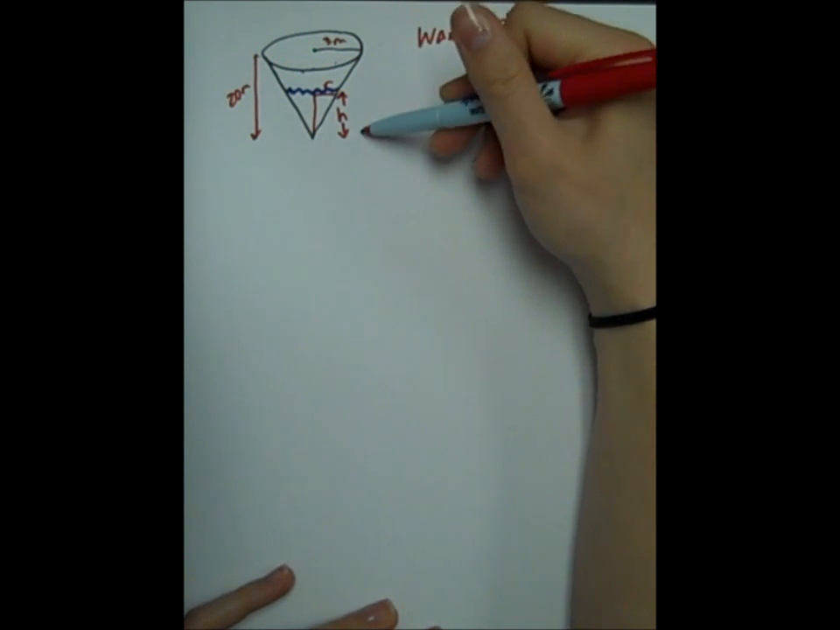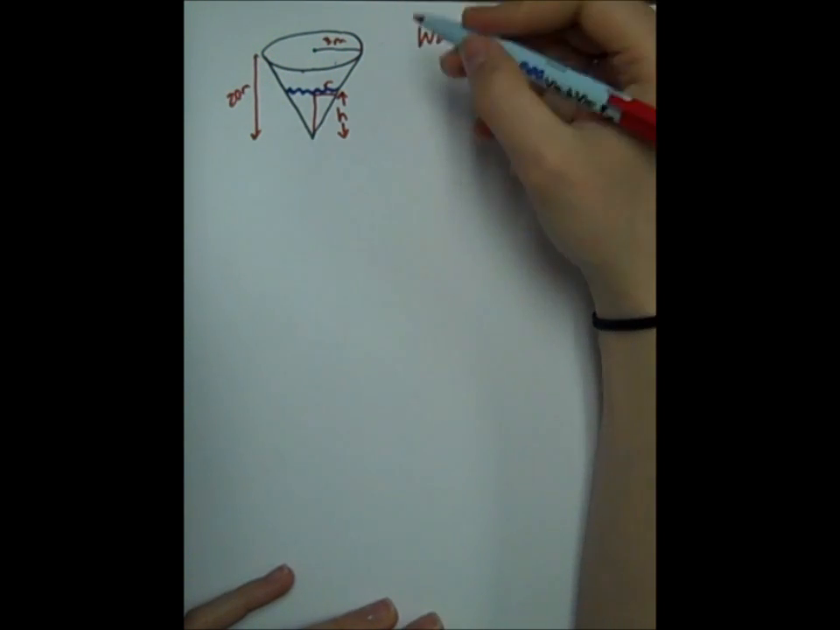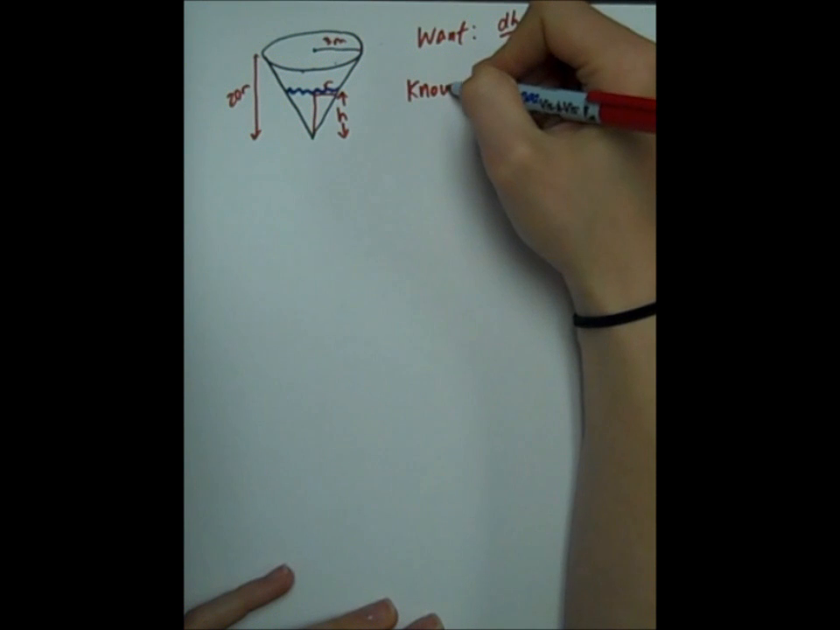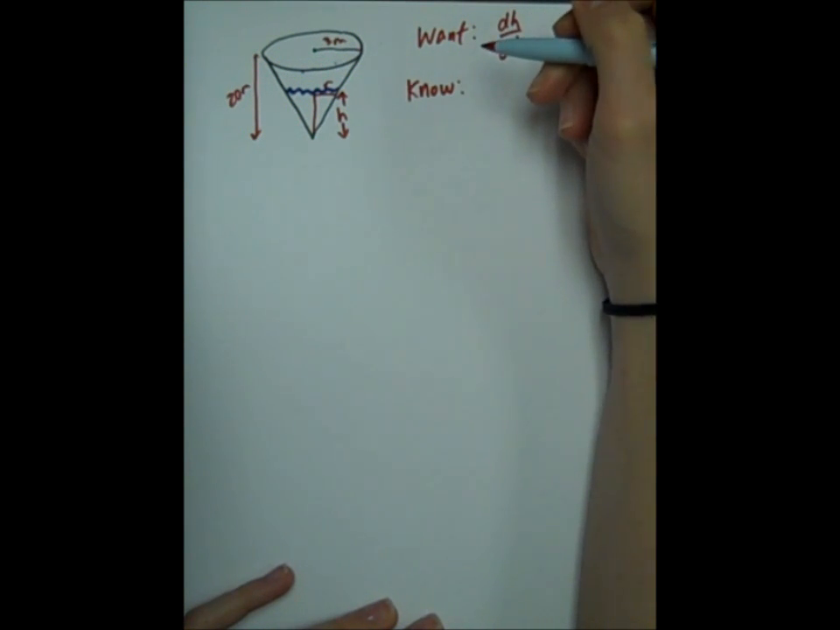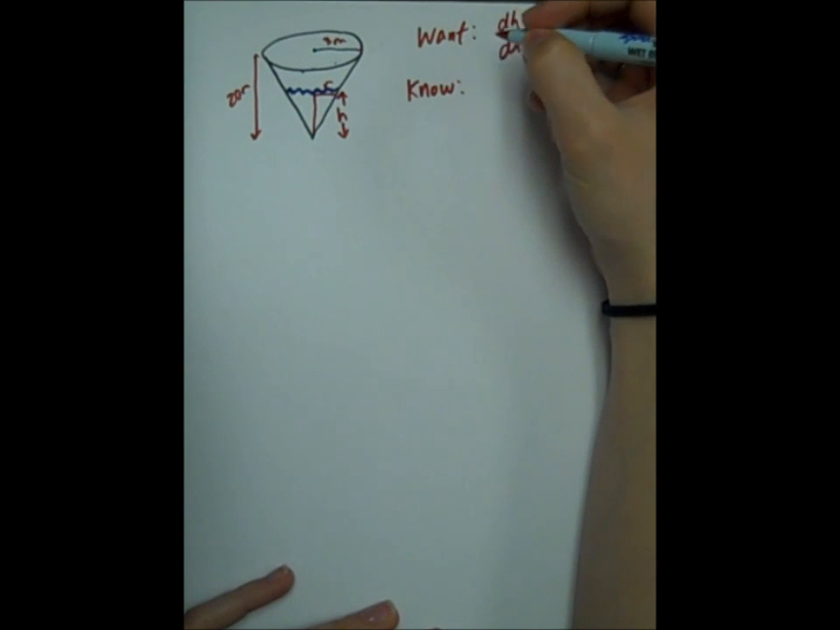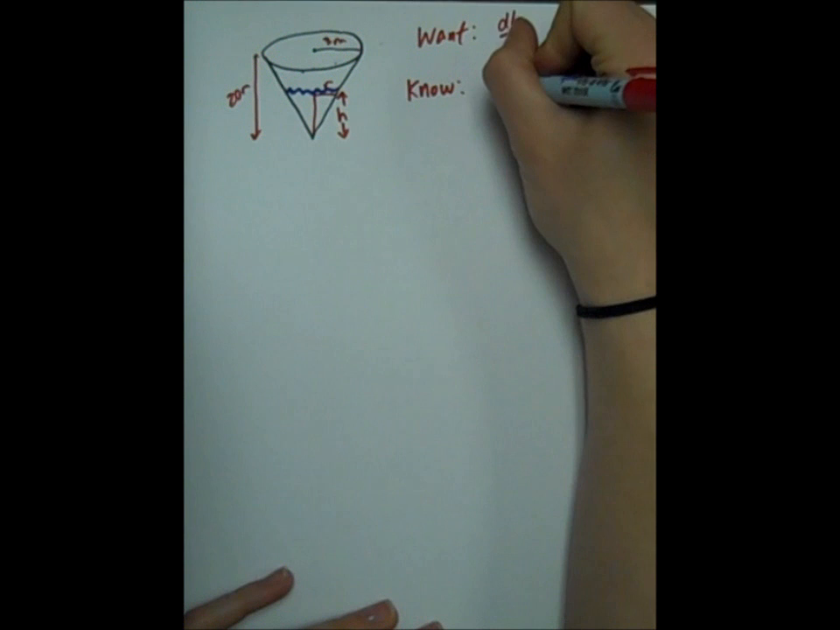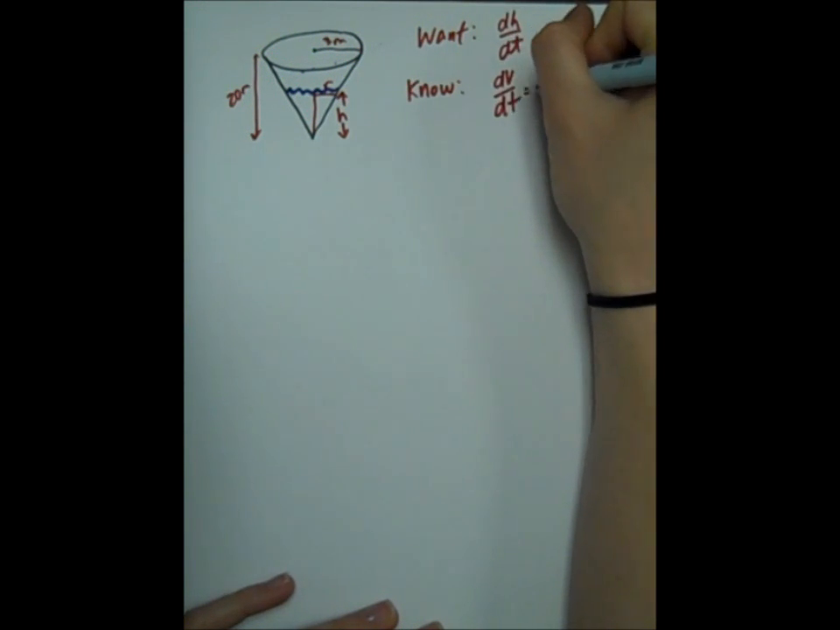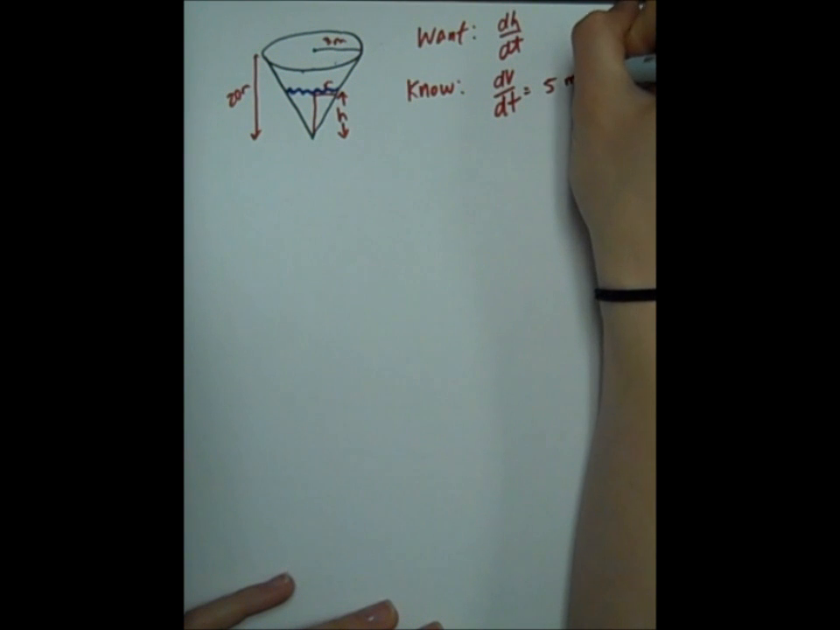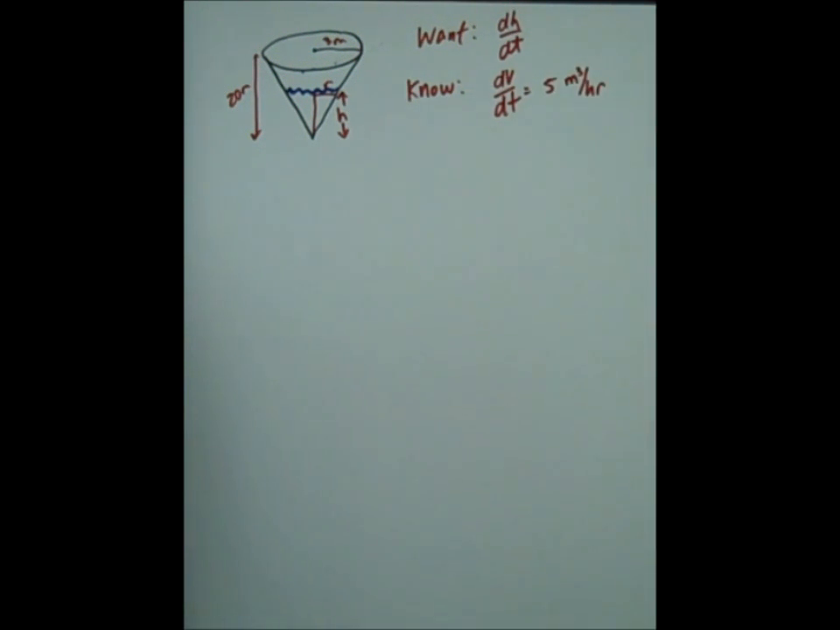The water level is given by h. How fast is it rising? That's the rate of change. What do we know here? Well, the problem says that the water is being pumped into the cone-shaped tank at a rate of 5 meters cubed per hour. So that says the volume of water is changing with respect to time at 5 meters cubed per hour. I think that's the only one that I know at this point.